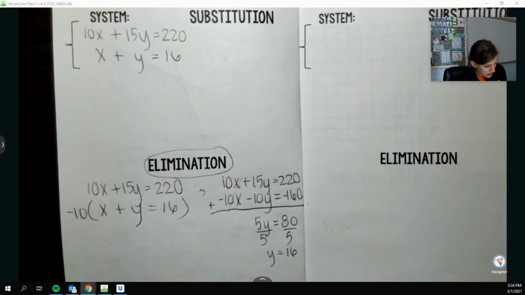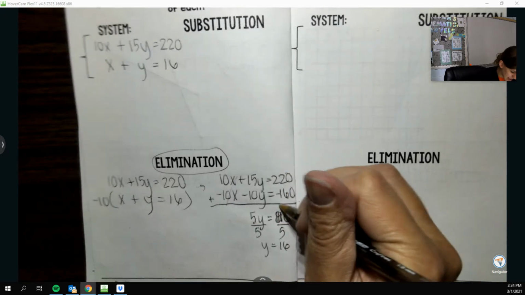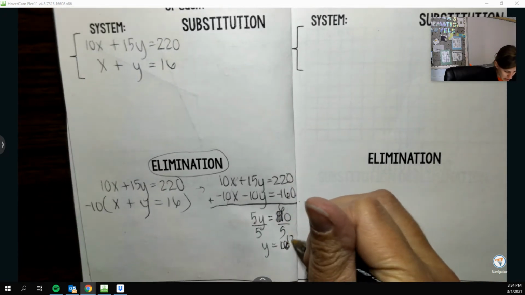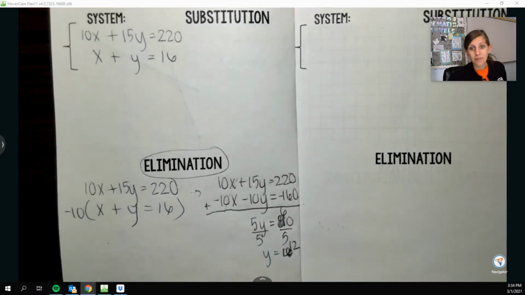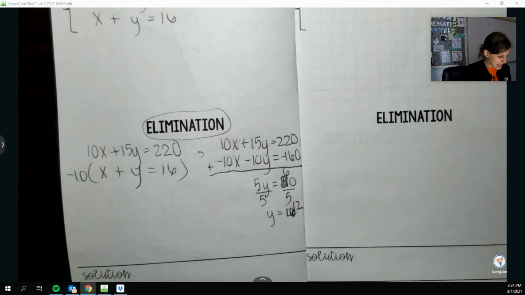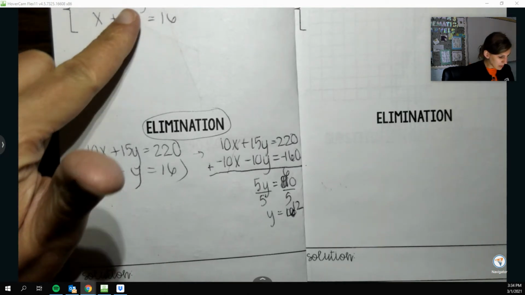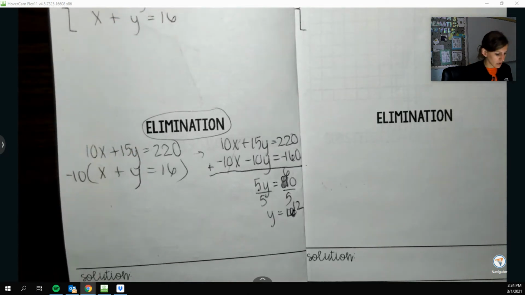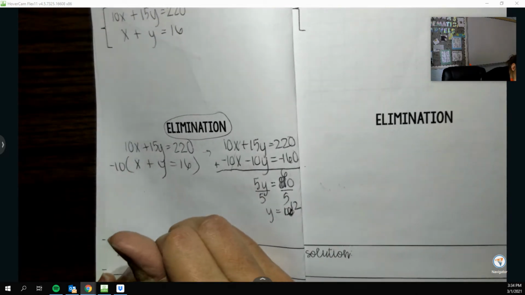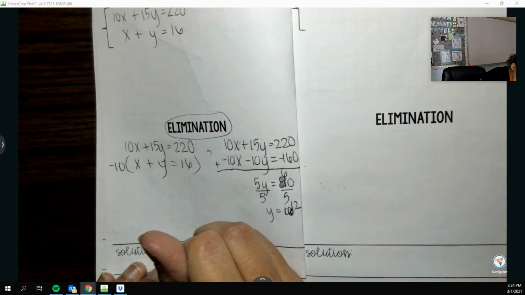Right? 40. No, that's 60. I was like, that seems like a lot. And 5 goes into 60 12 times. That's still kind of a lot. But let's think about what this is. So y was the $15 item, which were the sweatpants. So I bought 12 sweatpants.